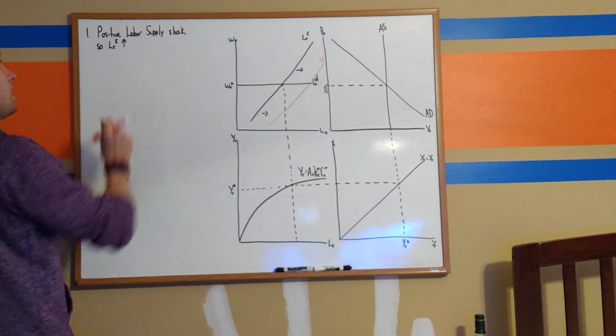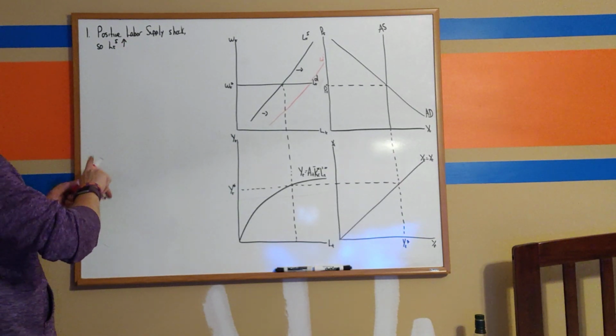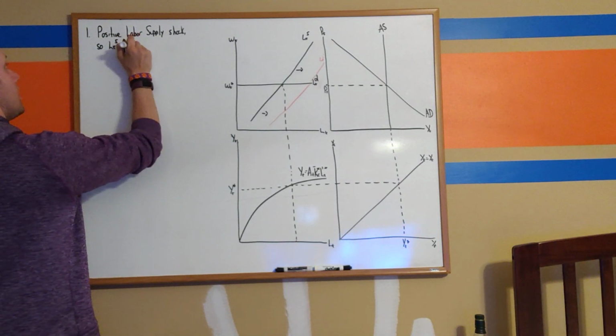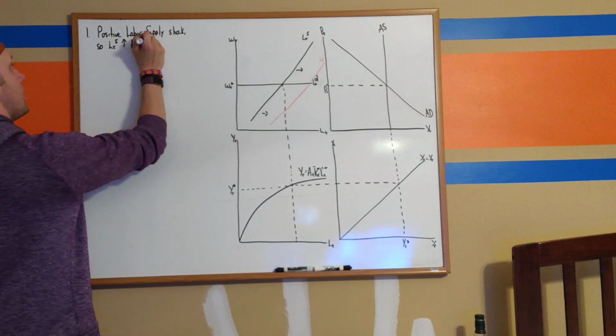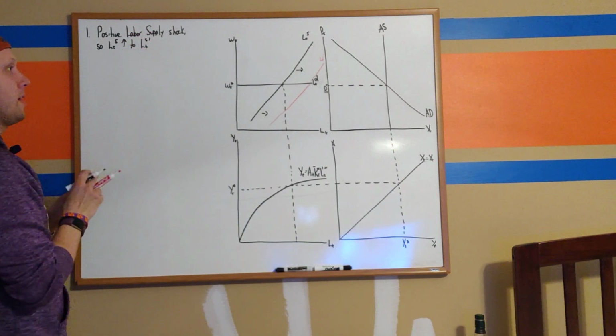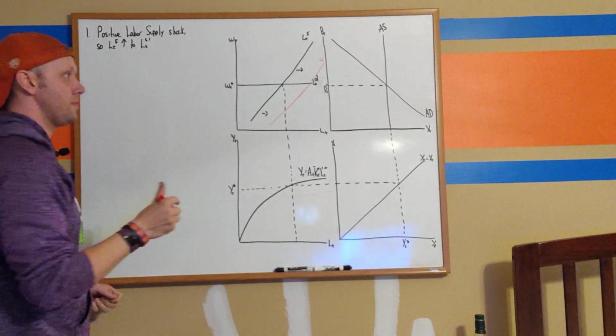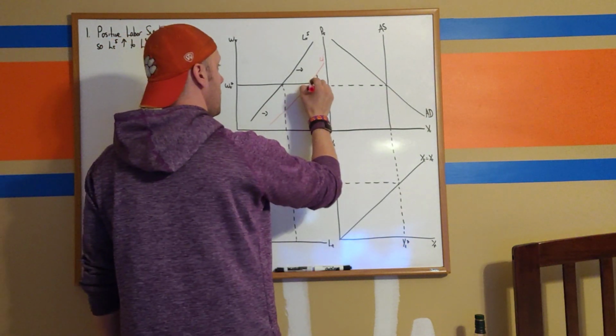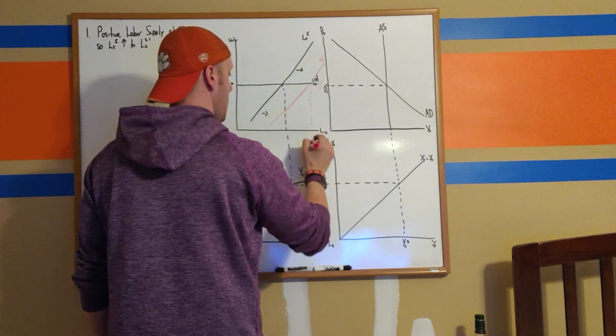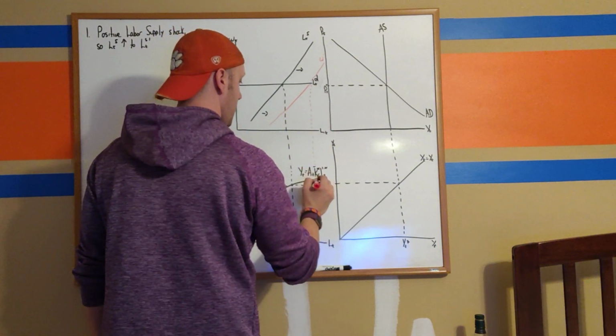So labor supply is going to increase from LS to LS prime. Draw a dotted line down again.